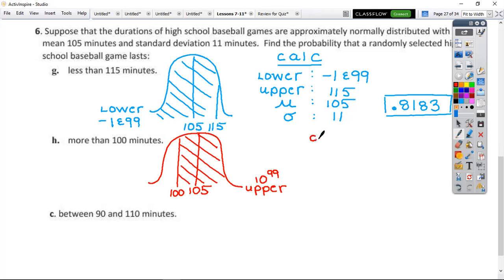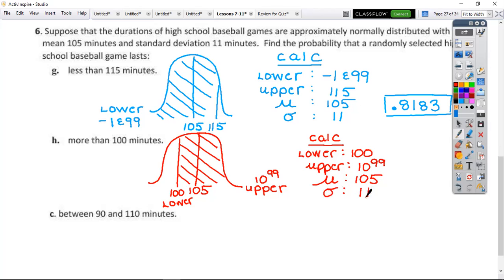So in my calculator, I am going to put my lower bound number at 100 this time. So this is always now my lower, right over here. I'm going to do my upper value as 10 raised to the 99th power, where mu is still equivalent to 105, and sigma is equal to 11 still.